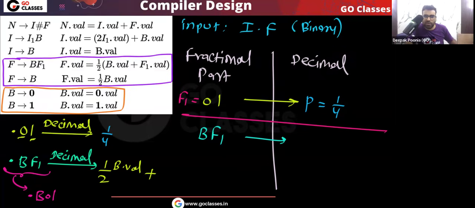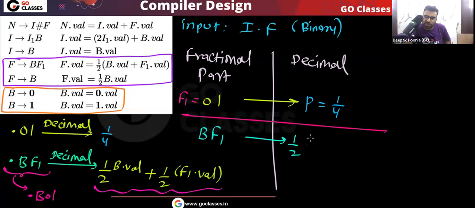For 1 the weight was 1 by 2 square. But notice here, for this 0 the weight is 1 by 2 square. For this 1 the weight is 1 by 2 cube. So you can see that in this f1, for every bit the weight is divided by 2. So overall, whatever was your f1 value previously will be divided by 2. Yes or no? It will be divided by 2. I hope you understood. So in this situation, the decimal value will be 1 by 2 of the b dot value plus whatever was the f1 dot value previously.